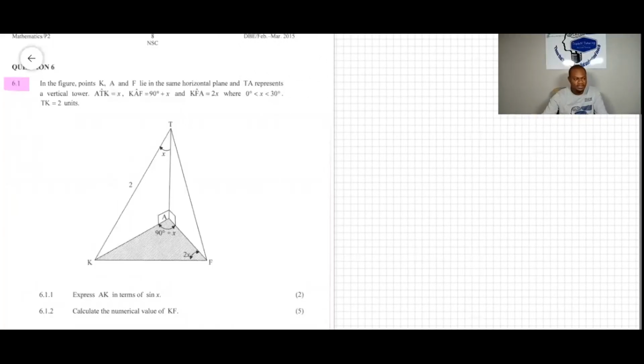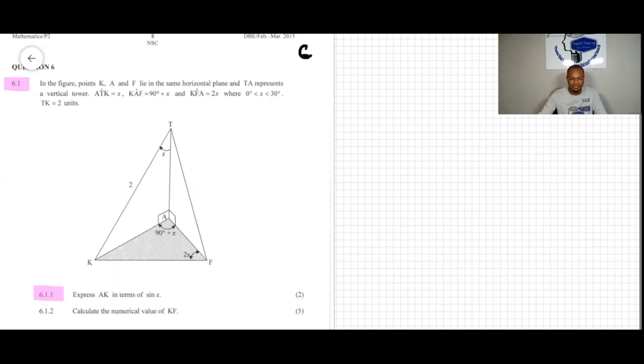Well, the question here says in the figure, points K, A, and F lie in the same horizontal plane, and TA represents a vertical tower, and then the angle ATK equals X, and the angle KAF equals 90 degrees plus X, where X is between 0 degrees and 30 degrees, and TK equals 2 units. Now, question 6.1.1 says express AK in terms of X.